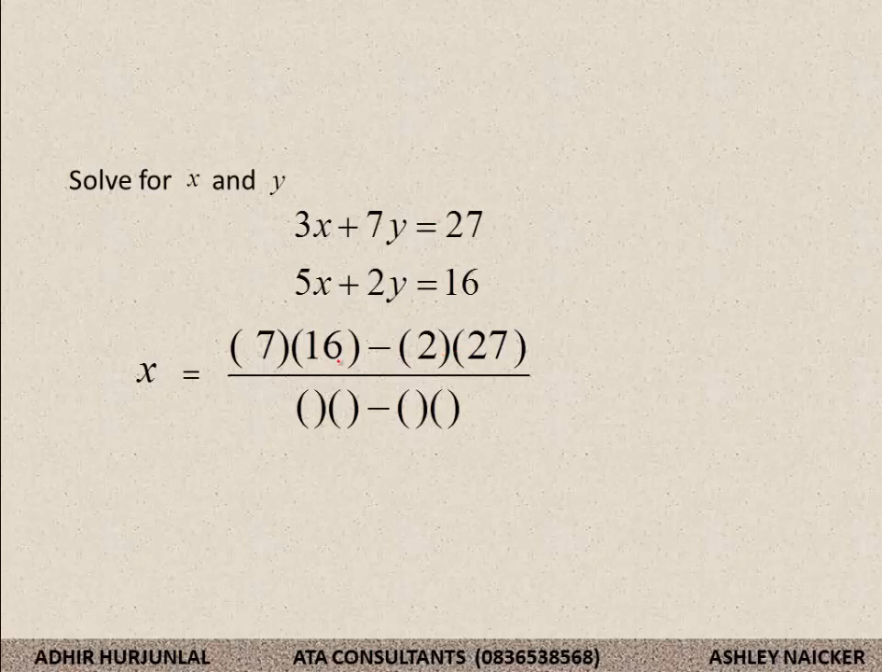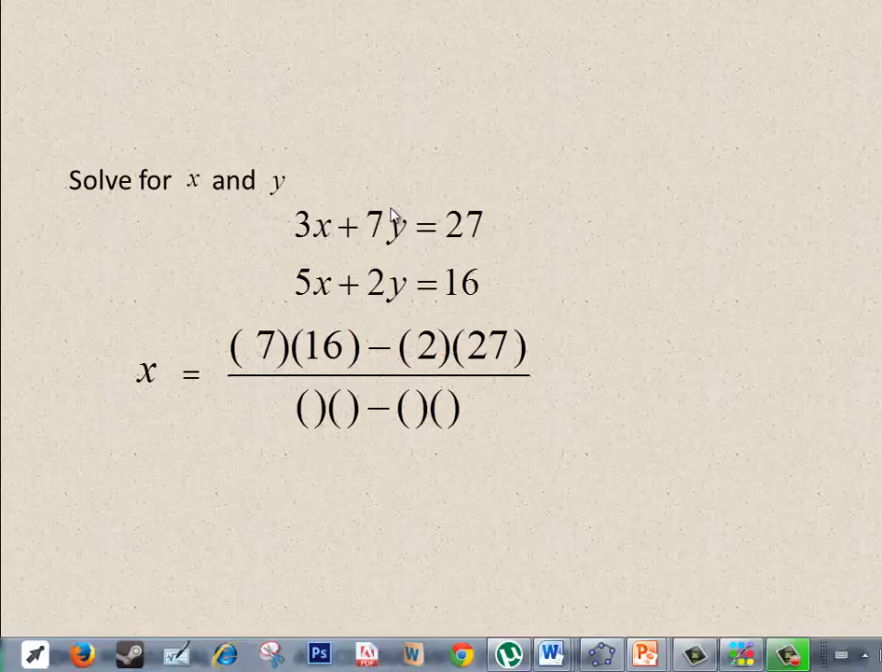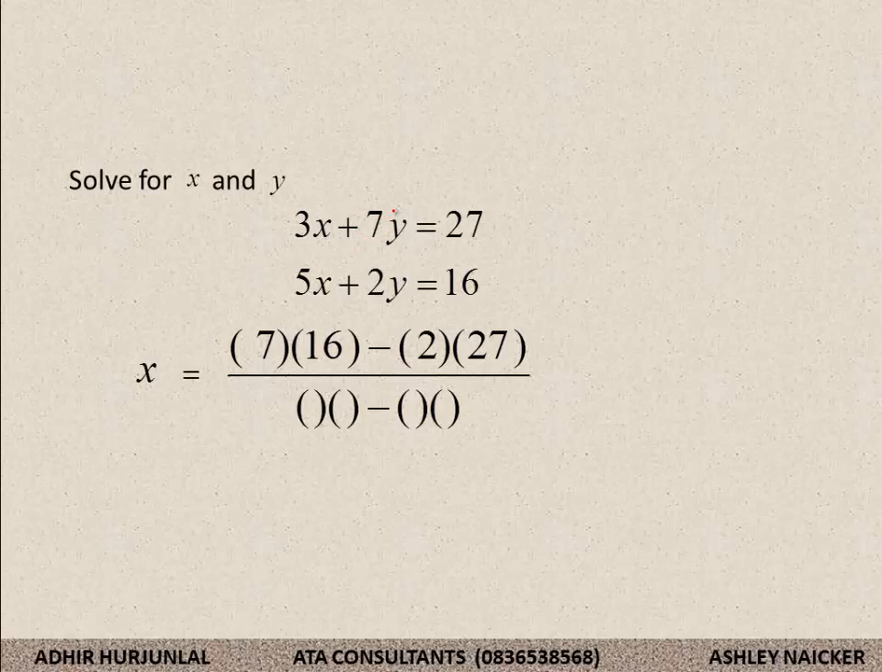In order to fill in the denominator, I still use the 7 as my reference point. But I'm going to multiply the opposite way. I will start off by saying 7 times 5. And in order to get the last part of my denominator, I multiply whatever else is left, which is the 3 multiplied by the 2. And 3 times 2 is 6 at the bottom.